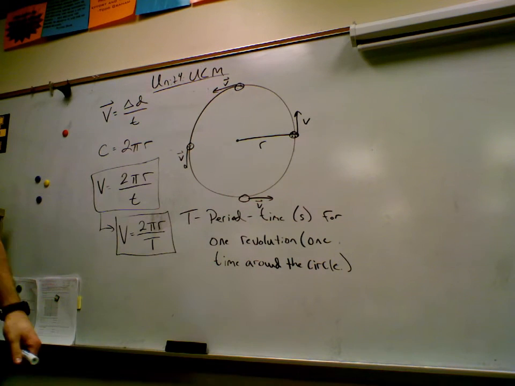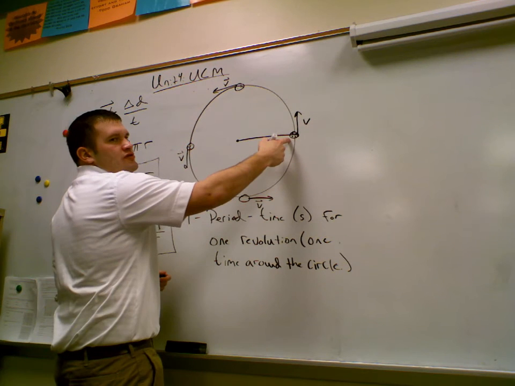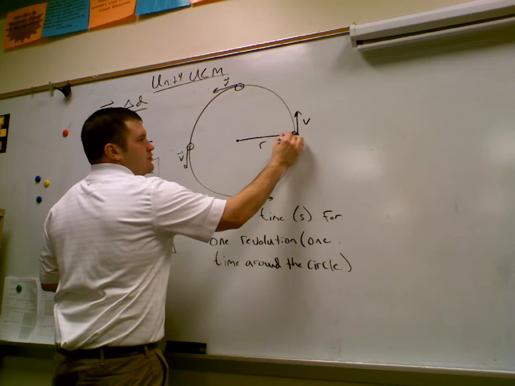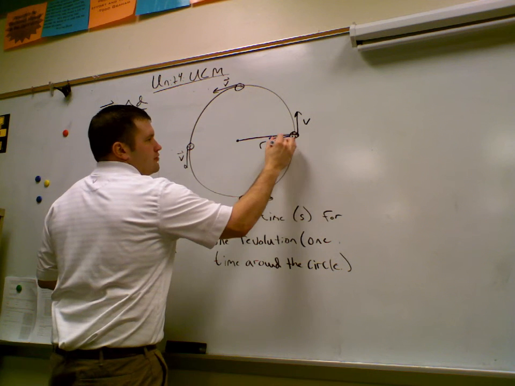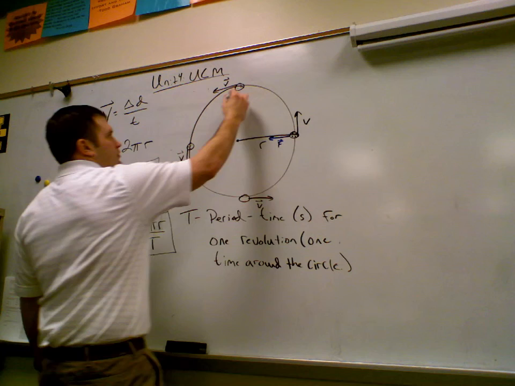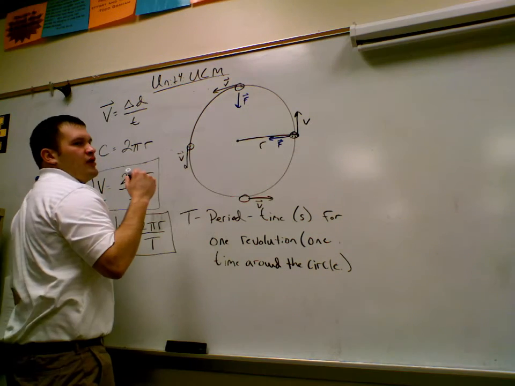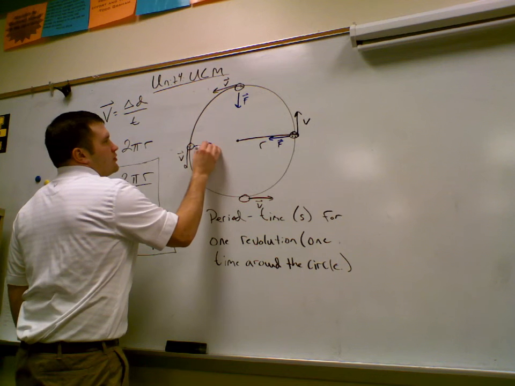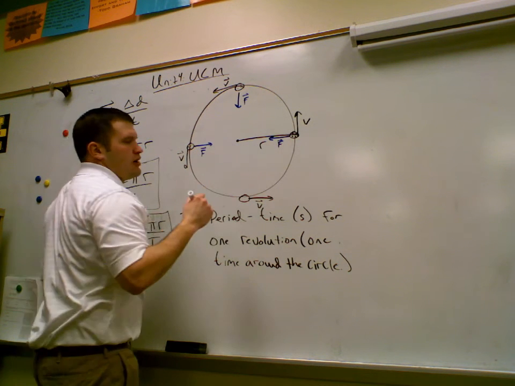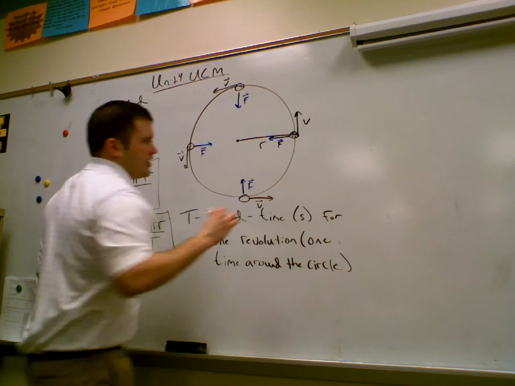Which way am I applying a force to the ball? Whatever direction you're going. So I'm applying a force in which direction? Down. That way, right? When it was up here, which way did I apply a force? Down. When I'm over here, which way did I apply a force? Right. When I'm over here? Up. So what's the relationship between the force and the radius?